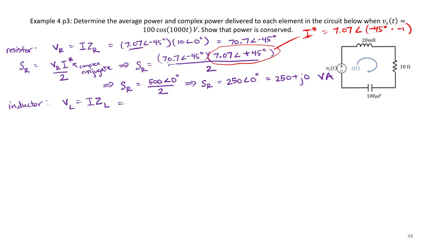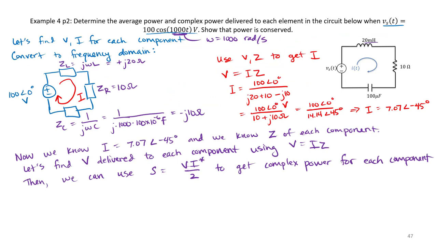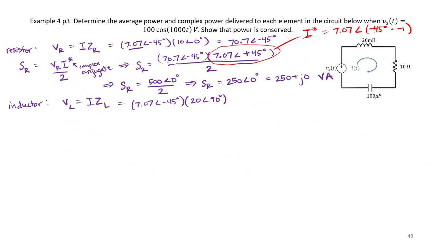So if we go ahead and calculate that, we know our current I is 7.07 angle negative 45 degrees. And then you'll remember our inductor has 20 angle 90 degrees as its impedance. Again, that just comes from our plus J20 ohm impedance. And if we multiply those two together, we will determine that the voltage across our inductor is 141.4 angle positive 45 degrees.